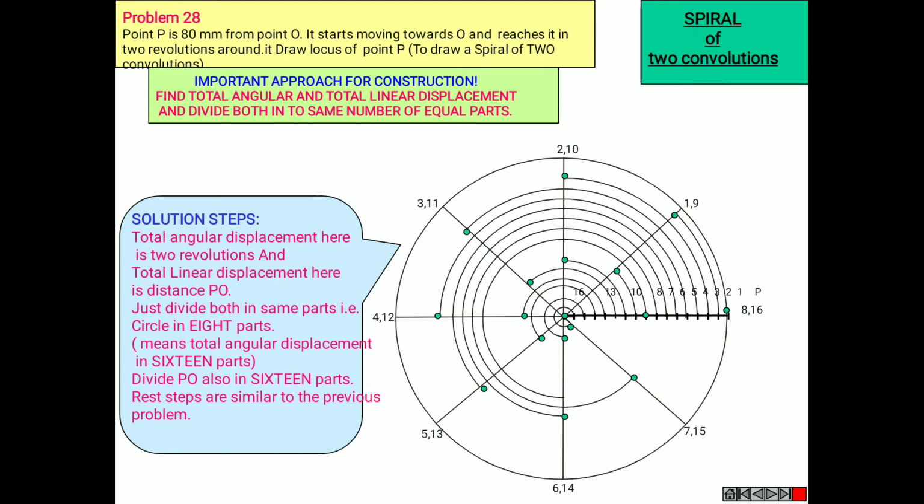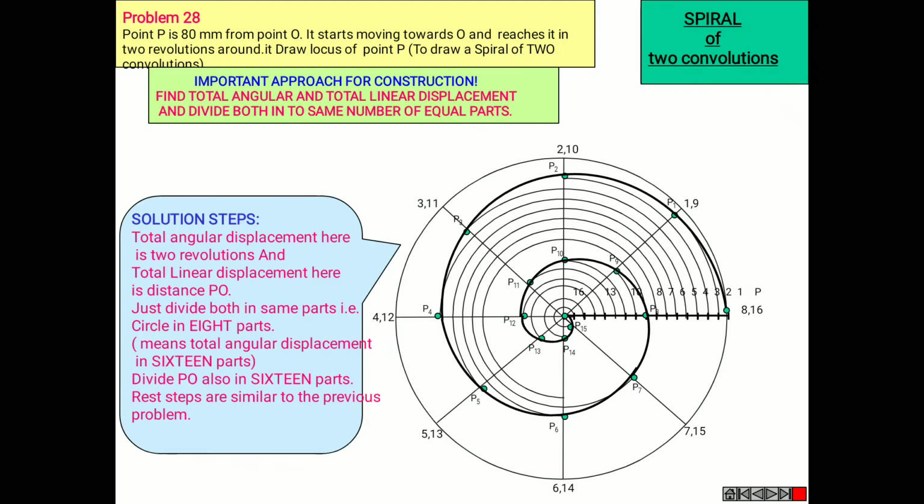Now join all these points smoothly in order to obtain your required spiral of 2 convolutions, and also name the points 15, 14, 12 and so on to 1. So take a couple of minutes and complete the diagram.